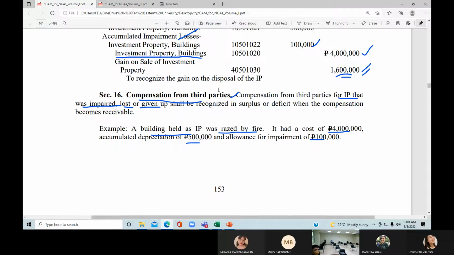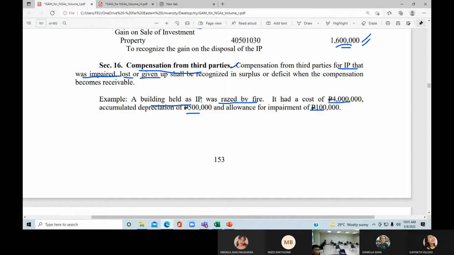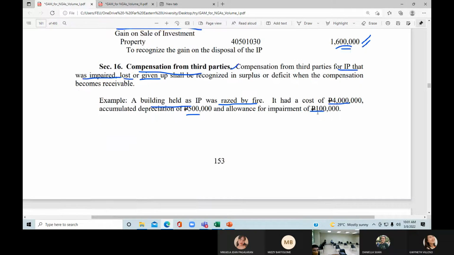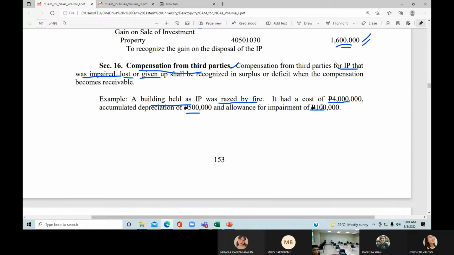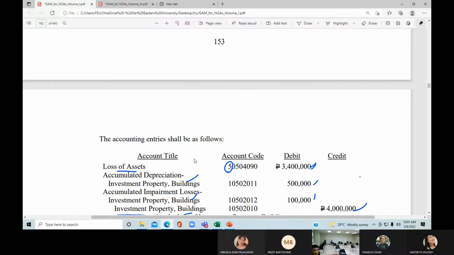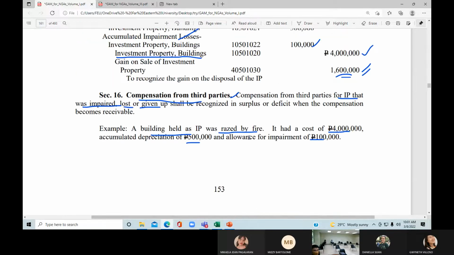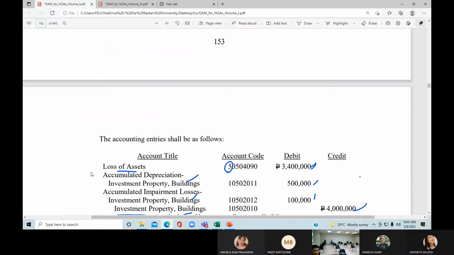Ito, compensation from third parties. For example, a building held as investment property was razed by fire. It had a cost of 4 million, depreciation 500, impairment 100. So carrying amount niya, same pa rin nung nasa taas, 3,400,000. So yung 3,400,000 na yan, nasunog. So mag-debit ka na expense. Loss of assets, 3,400,000.